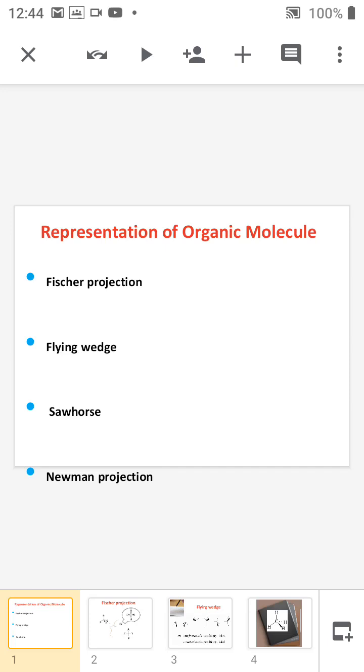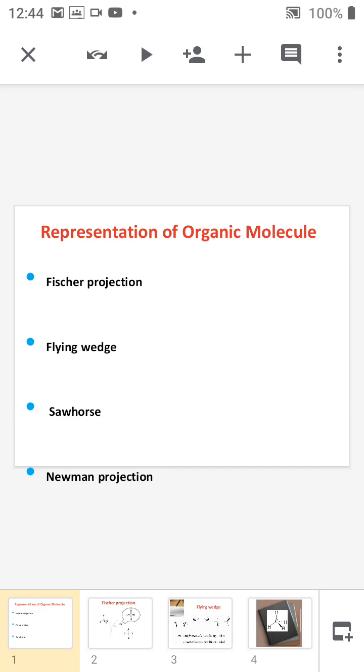Good afternoon, everybody. Today we are discussing the next topic, that is the representation of an organic molecule. In the last class, we discussed the three-dimensional structure of an organic molecule, and today we are discussing how we will represent this three-dimensional molecule in a two-dimensional space or two-dimensional method. So there are four different methods for representing an organic molecule.